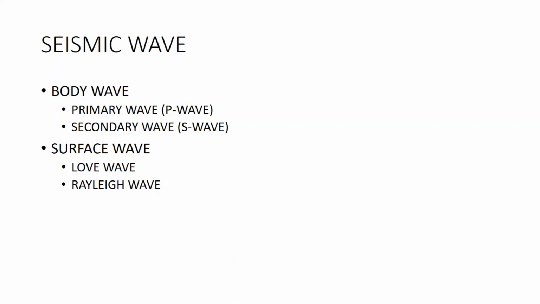There are some types of seismic wave, such as body wave and surface wave. Body wave is the wave that moves through the interior of the medium. Surface wave is the wave that travels near the surface. There are two types of body waves: primary waves and secondary waves. Examples of surface waves are Love wave and Rayleigh wave.